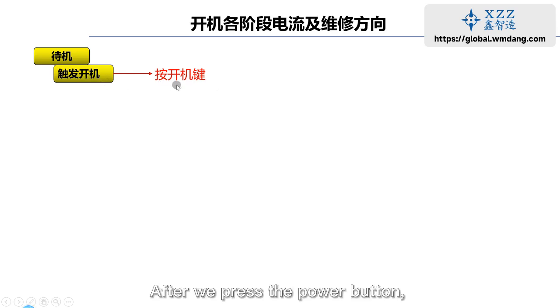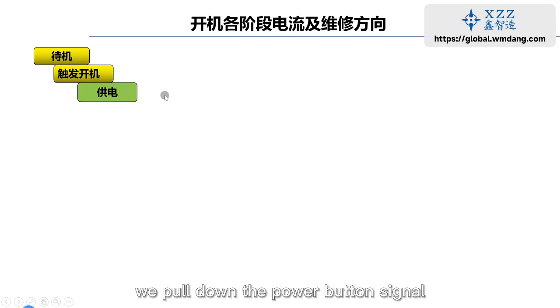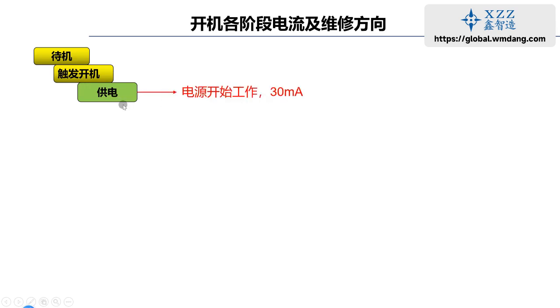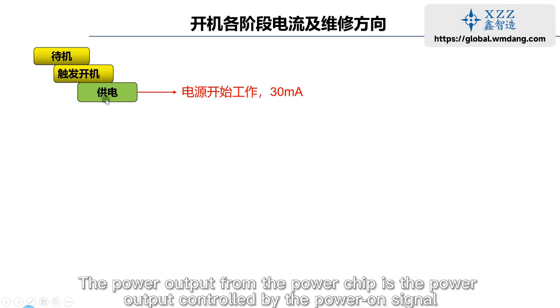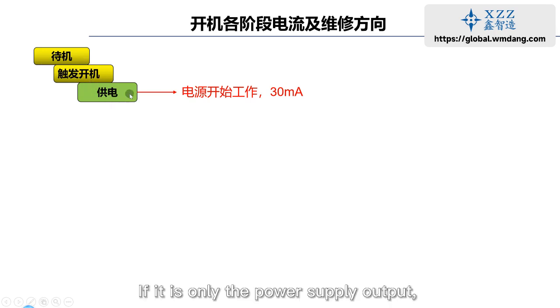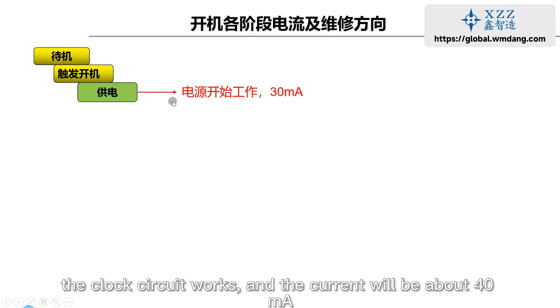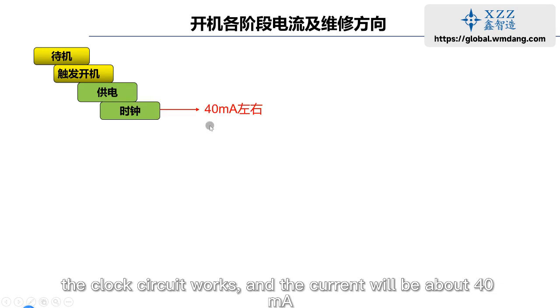After we press the power button, we pull down the power button signal. The power output from the power chip is the power output controlled by the power on signal. If it is only the power supply output, its current is about 30 milliamperes. After the power supply works, the clock circuit works, and the current will be about 40 milliamperes.